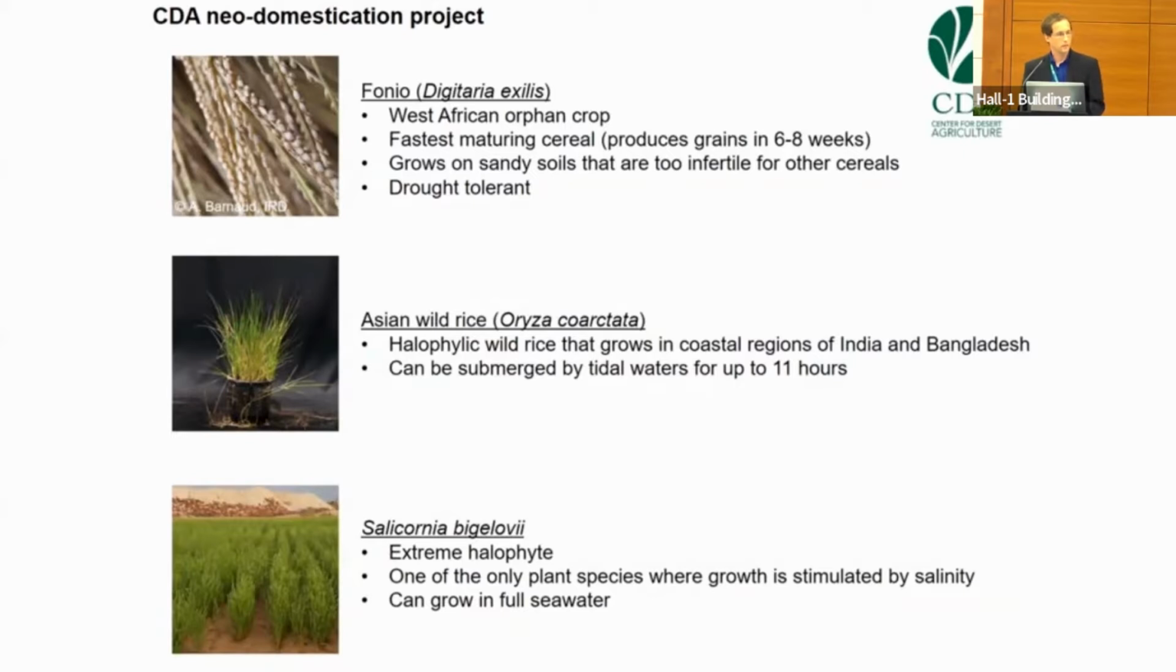Mark Tester and Vanessa Melino are working on Salicornia, which is an extreme halophytic plant that can really thrive in seawater. Okay, all these plants have negative traits or are not really suitable for modern agriculture. They need a lot of adaptation to turn them into high-performing crops. But these are our initial targets. And then, of course, we also go out and look for new crop species, new wild crop relatives that we could turn into highly performing crops.